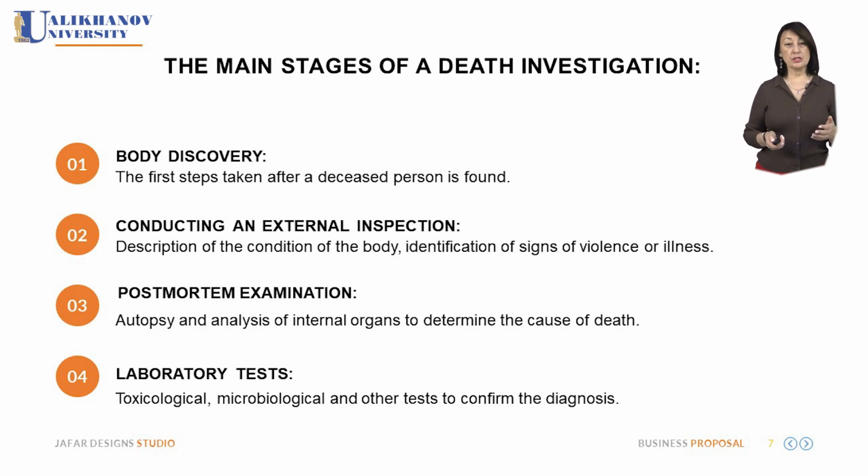The main stages of the death investigation: the main one is the autopsy. The autopsy includes several important stages: an external examination of the body, including recording of clothing, body position, and the presence of injuries, blood, bruises, wounds and burns. Attention is paid to cadaveric spots, rigor mortis and the degree of decomposition, which help determine the time of death.